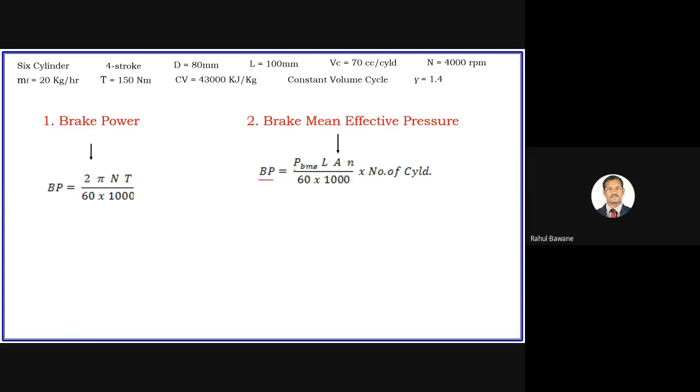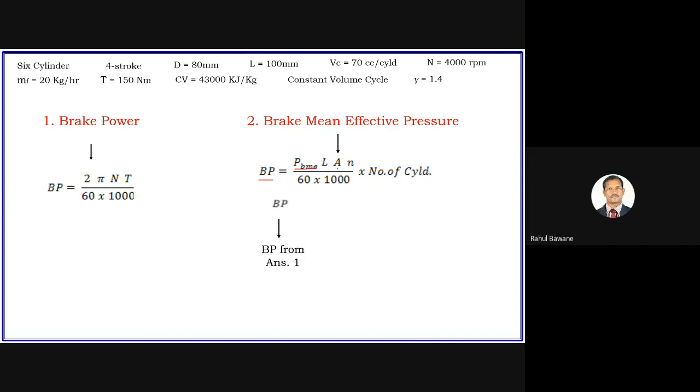So pressure, indicated mean effective pressure, will be replaced by brake mean effective pressure. Remaining formulas remain as they are. So brake power, from the answer of first, we have to put here. Pressure we don't know. Stroke length is given, so we have to convert it into meter.